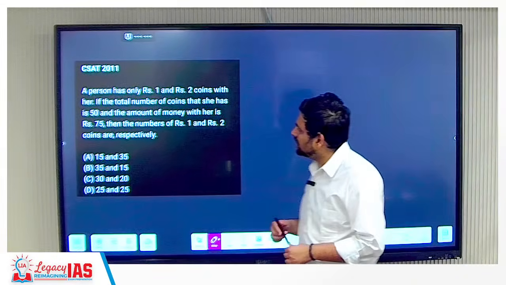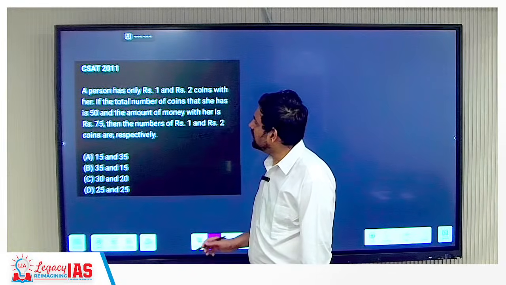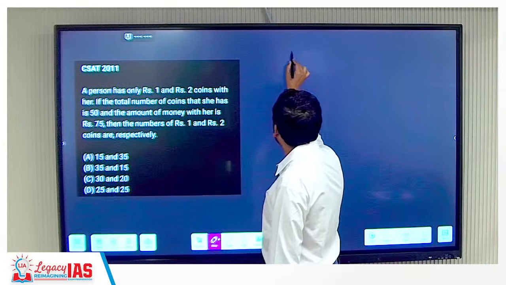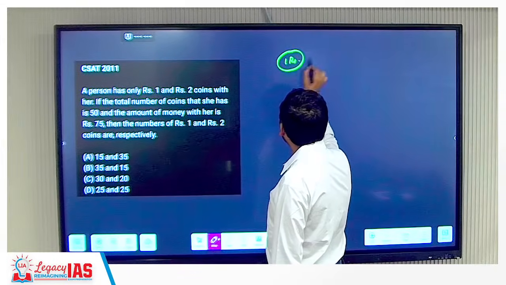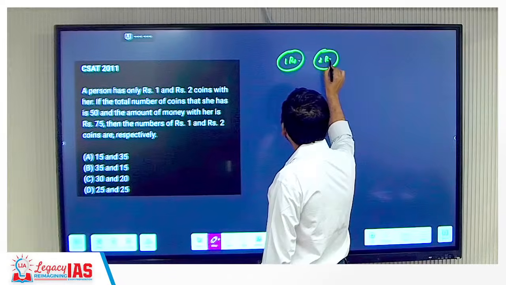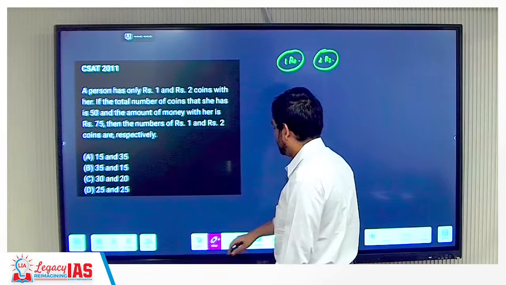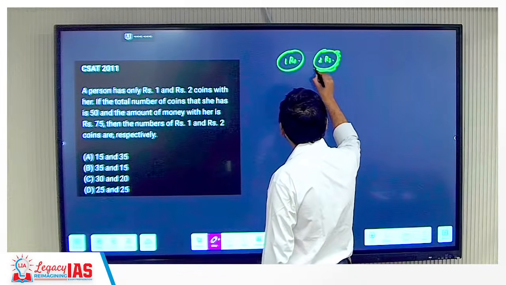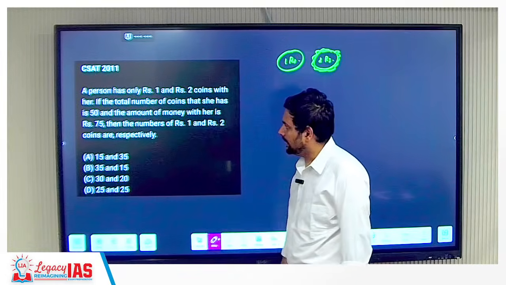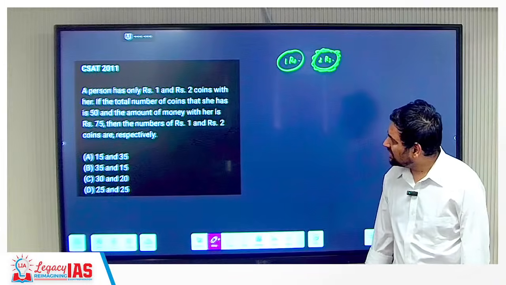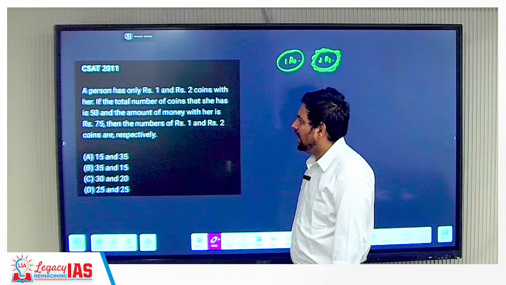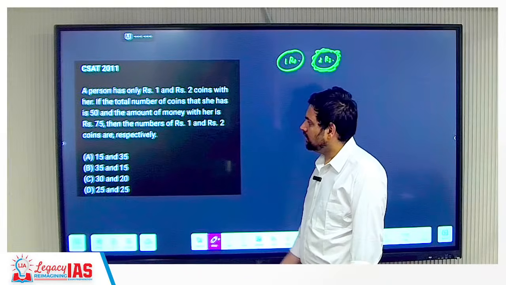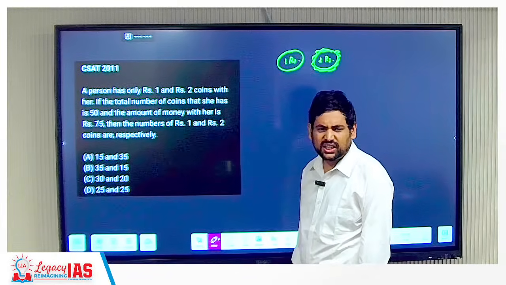So it says a person has only 1 rupee and 2 rupee coins with her. So either it is a 1 rupee coin, or it is a 2 rupee coin. Let's make the 2 rupee coin a little bigger. This is the 2 rupee coin. Then, if the total number of coins that she has is 50, and the amount of money with her is 75, then the number of 1 rupee coins and 2 rupee coins respectively is what?